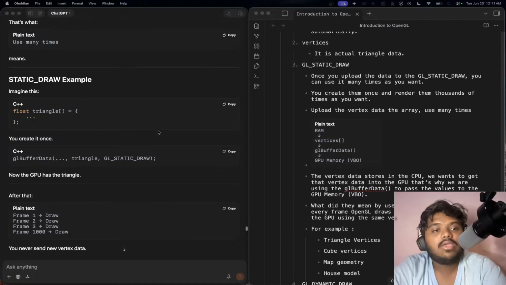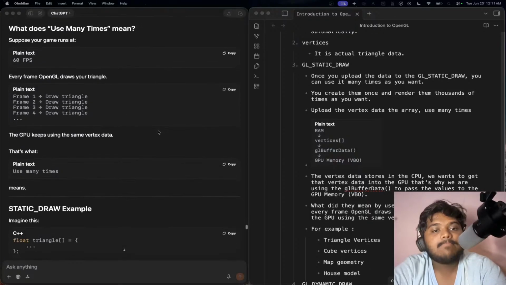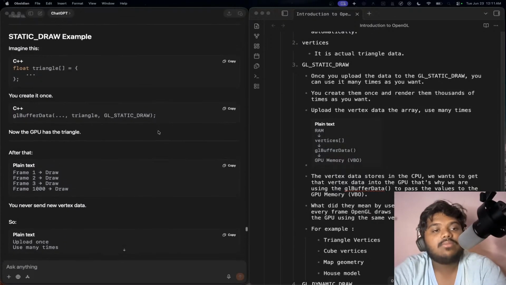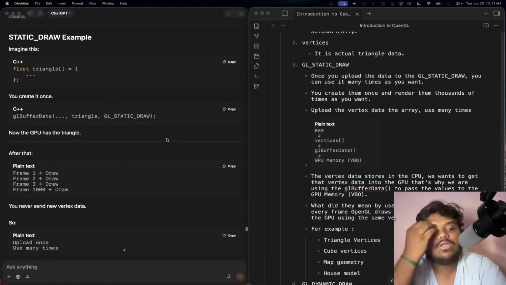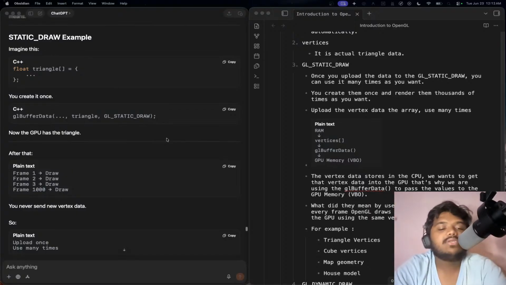I think I'm inside of the static draw. So once you send the vertex data to the GPU, you don't actually want to send it many times, I think.